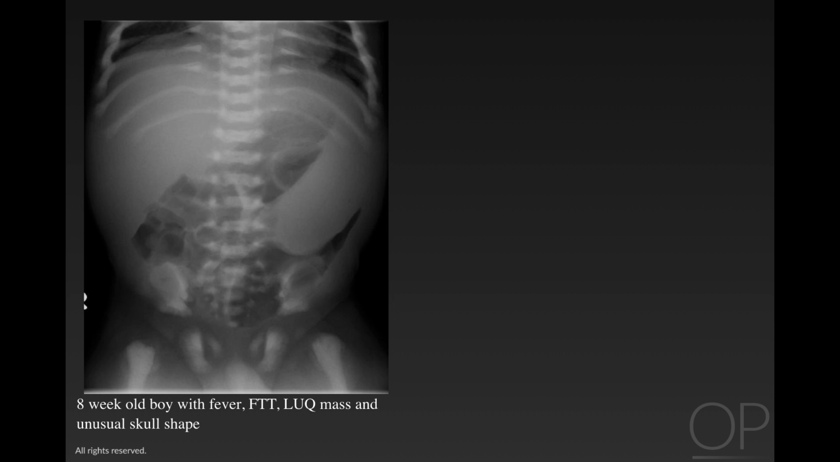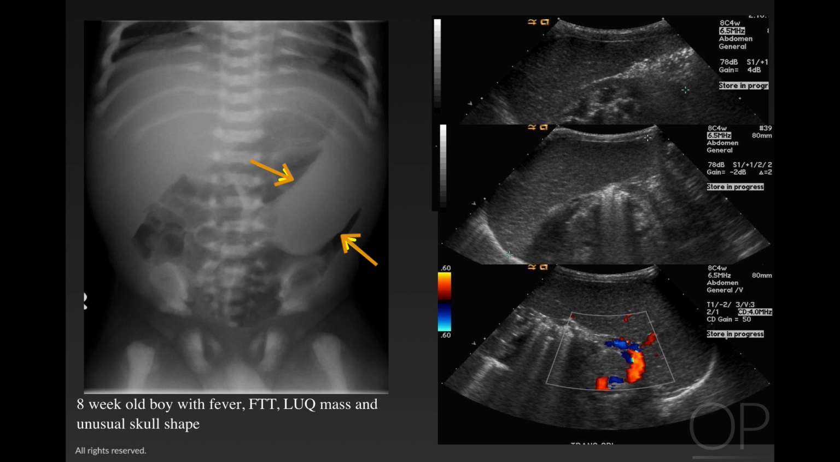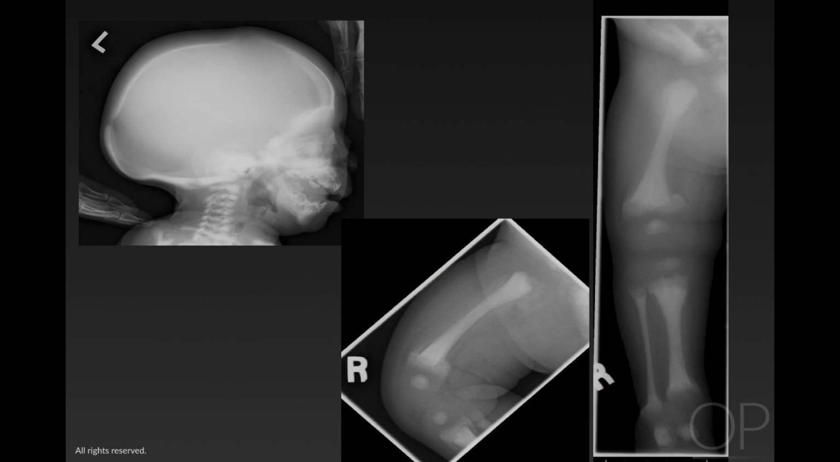Here we have an 8-week-old boy with fever, failure to thrive, a left upper quadrant mass, and an unusually shaped skull. The radiograph shows us a very dilated, very enlarged spleen that is confirmed by an ultrasound, and the plain film radiograph showing a very dense appearing set of bones with abnormal ends to the bones and no distinction between the cortex and the medullary cavity in this baby with osteopetrosis and splenomegaly related to extramedullary hematopoiesis.